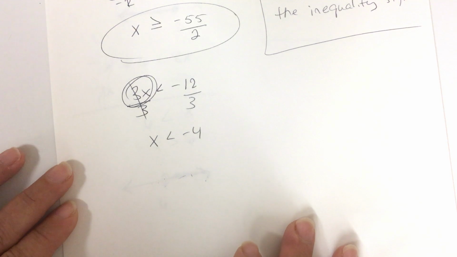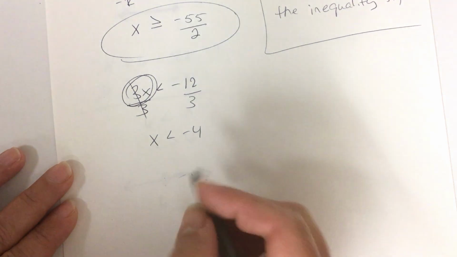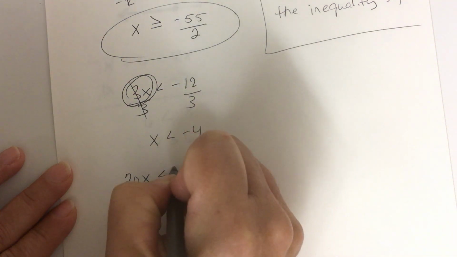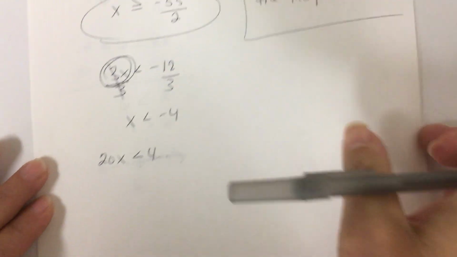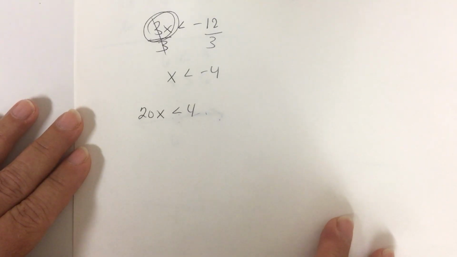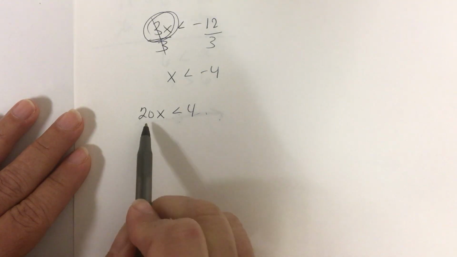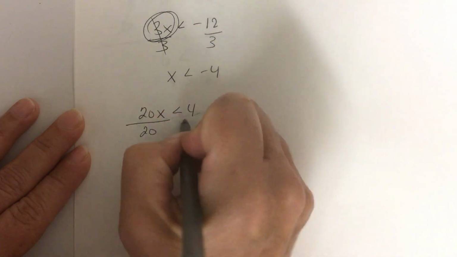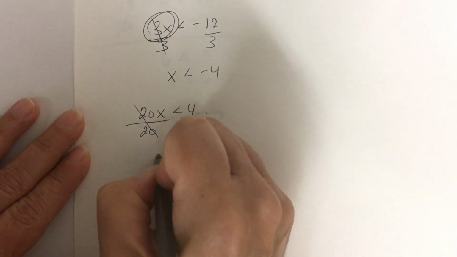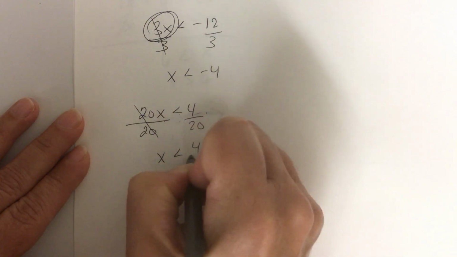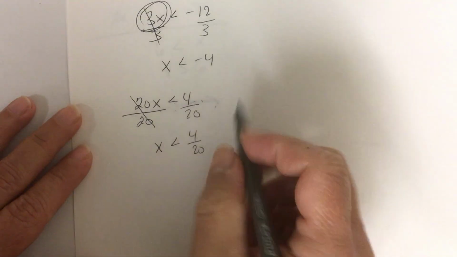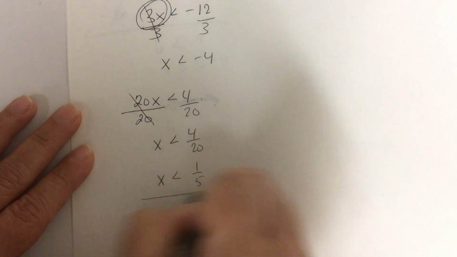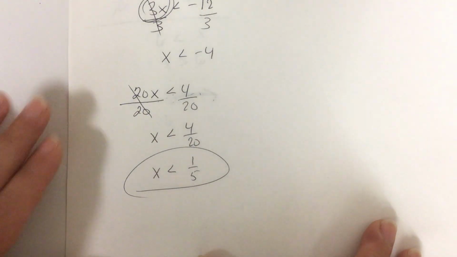Next example. 20x is less than 4. Okay? Your tendency here is going to be to divide both sides by 4. But the 20 is the number with the letter. Always divide by the number with the letter. So we have to divide by 20, so we get a fraction. x is less than 4/20, but we want that to be in lowest terms. 4 goes into both of those, so that reduces to 1/5. So x is less than 1/5.